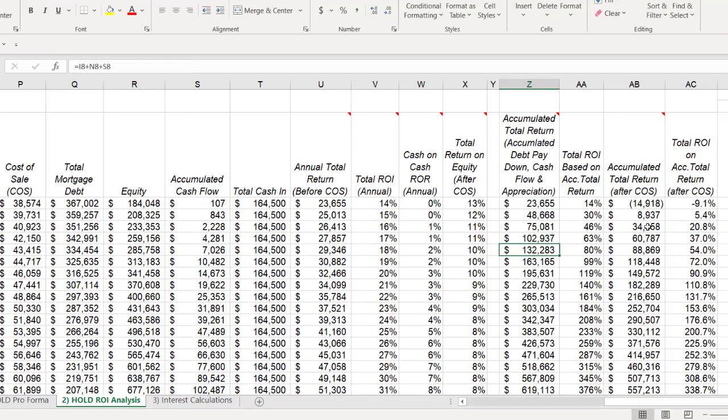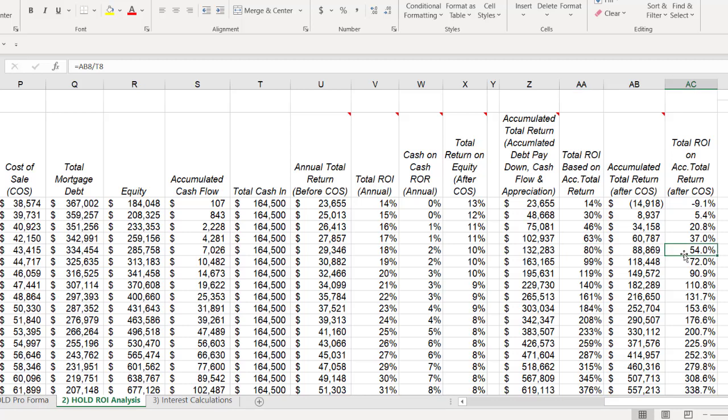Now here is your accumulated total return after COS, that's cost of sale. It's going to be less, obviously, because you have to pay those fees to exit the property, which gives you a total ROI after your cost of sale of 54%. So that's in 5 years.